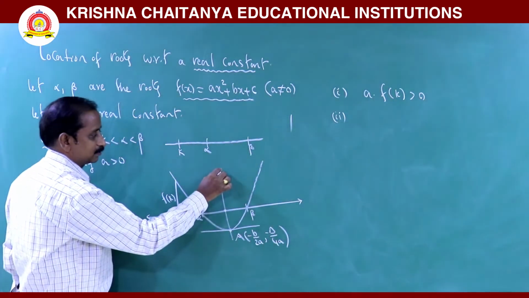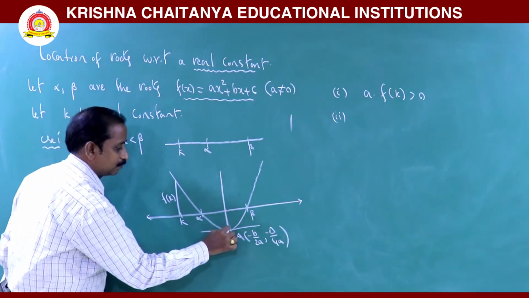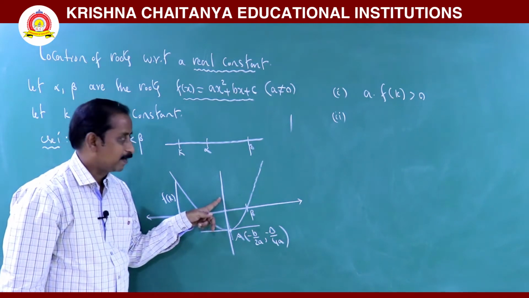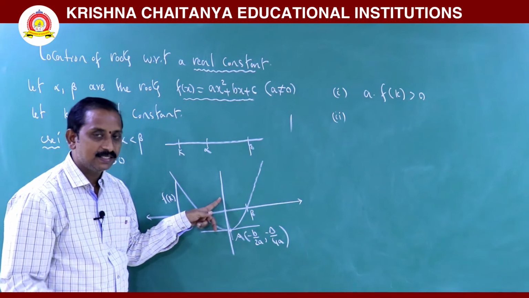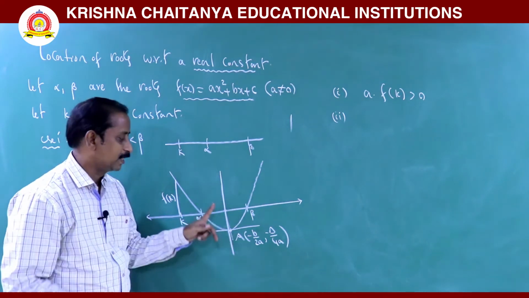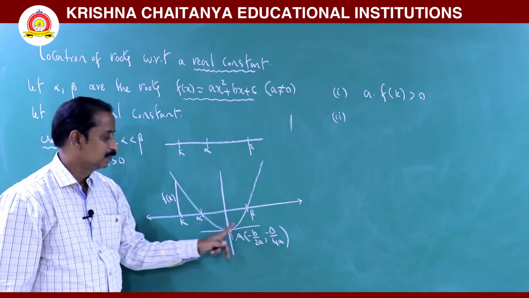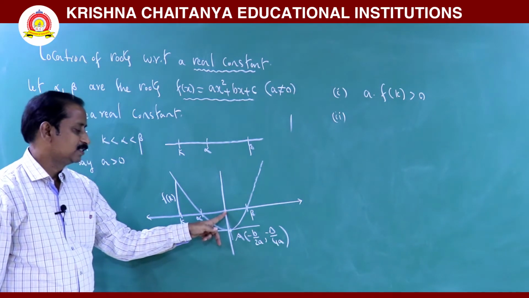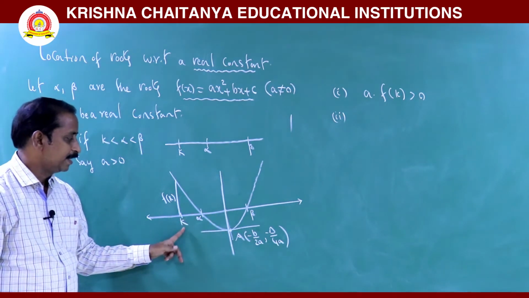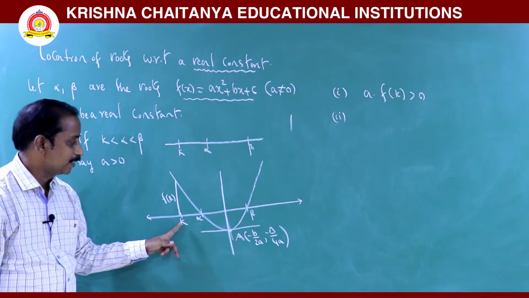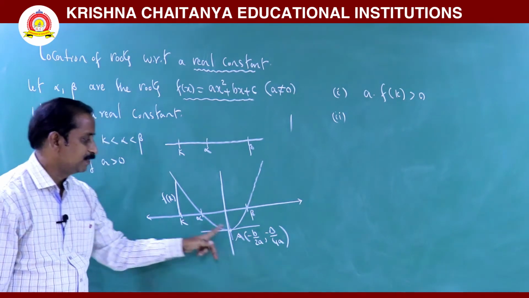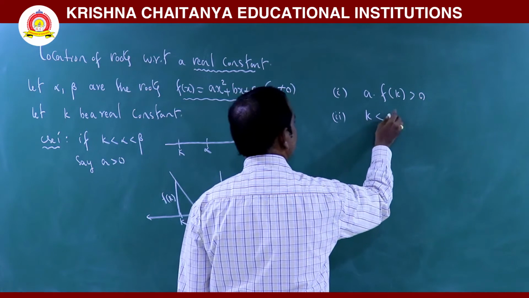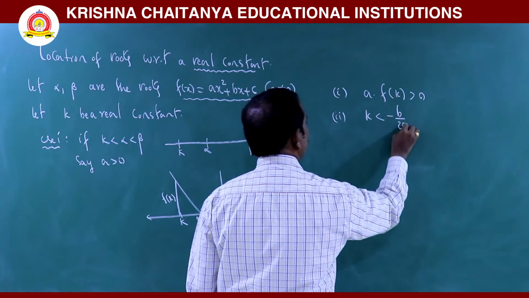Now come to the second one. What is this line? This line is x is equal to minus b by 2a. Last class we discussed that y is equal to ax square plus bx plus c is symmetric about the line x is equal to minus b by 2a. This line x is equal to minus b by 2a is greater than k, so I can write k less than minus b by 2a. So this is condition 2.